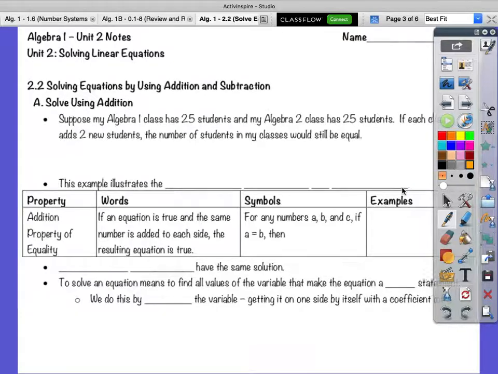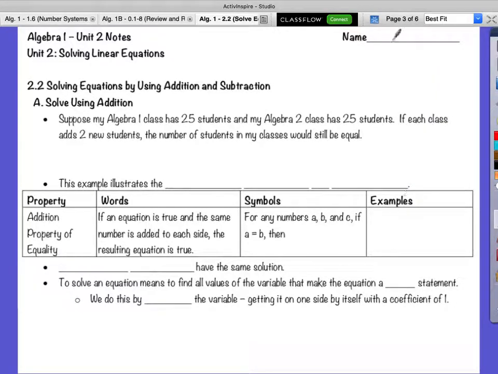Solving equations by using addition and subtraction. Pro tip, write your name up here, okay? Solve using addition. Suppose my Algebra 1 class has 25 students. And my Algebra 2 class, I should change that to geometry. I don't teach Algebra 2 right now. My Algebra 2 class has 25 students, okay?